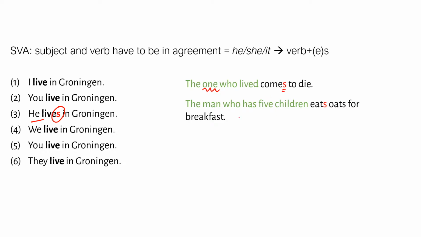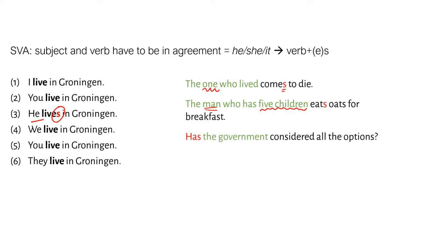The man who has 5 children. Why is this one difficult? Because you have 5 children. That might put you on the wrong foot because you might think, aha, children is plural. So the man who has 5 children eats oats for breakfast, but it's still man, which is the main part of the subject, basically the person who it's about, and not these 5 children.